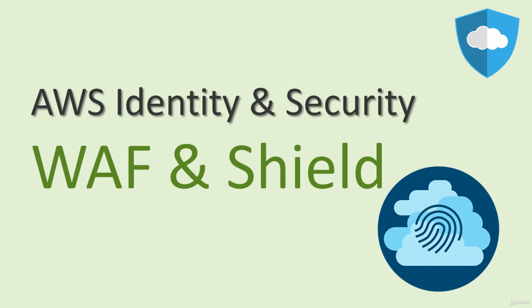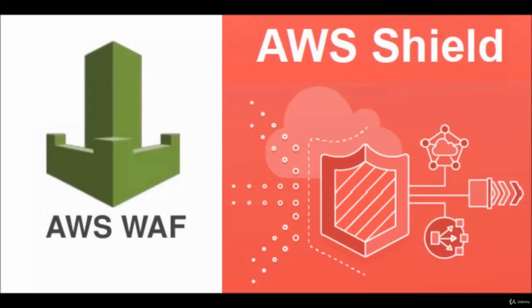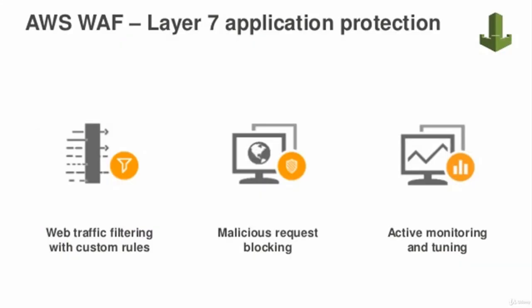Welcome back, friends. Here in this lecture, we're going to learn about WAF and Shield, which are services available on AWS Cloud under the Identity and Security category. So let's start. AWS WAF and AWS Shield are services that are a part of the physical and technical security of your cloud instances running out there.